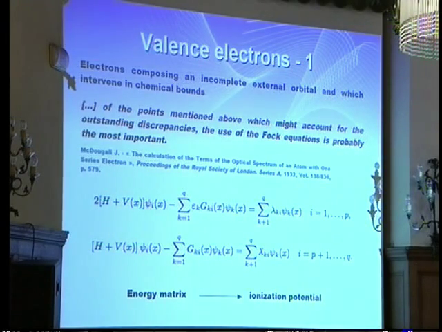Of the point mentioned above, which might account for the outstanding discrepancies, the use of the Fock equation is probably the most important. Indeed, like I said, we have two different equations, one which represents a state occupied by 2 electrons, and the other one, a state occupied by 1 electron.